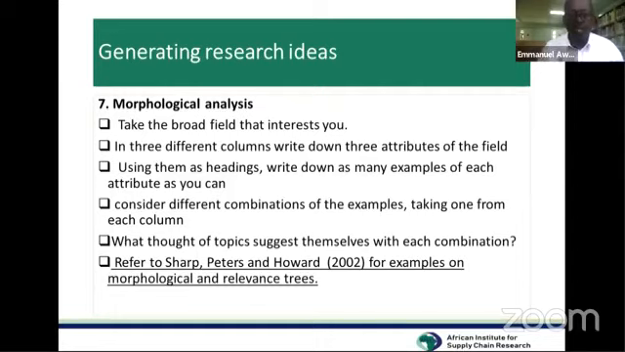So I was just giving an example, but basically you can look at this in any field and try to come up with as many possible combinations as you can, then try to see what exactly this is speaking to me. What is coming out of this? So again, in the interest of time, I would refer you to the works of Sharp, Peters, and Howard of 2002. There are more details on morphological and relevance trees discussed.